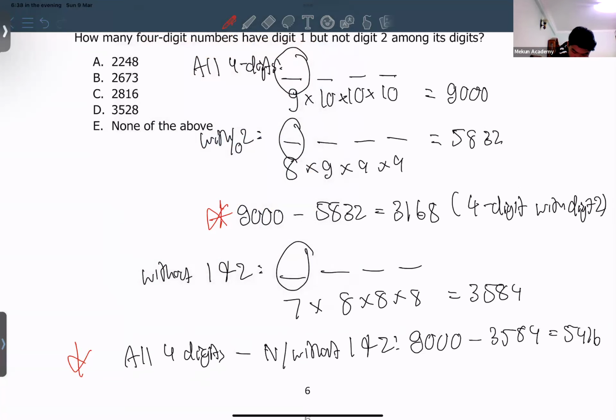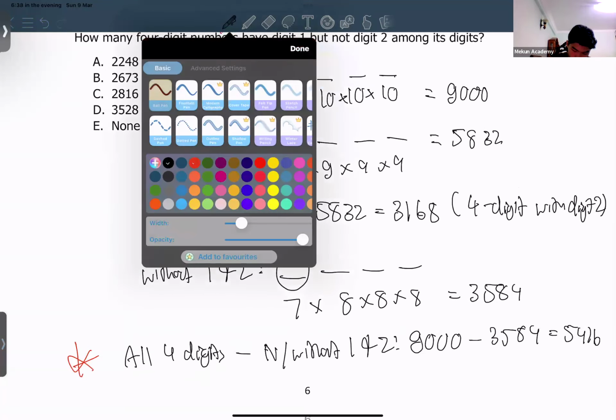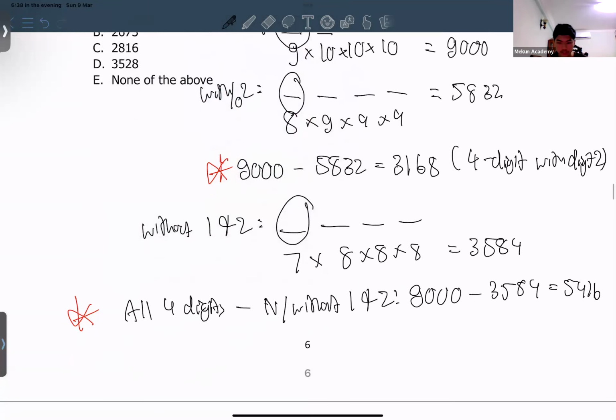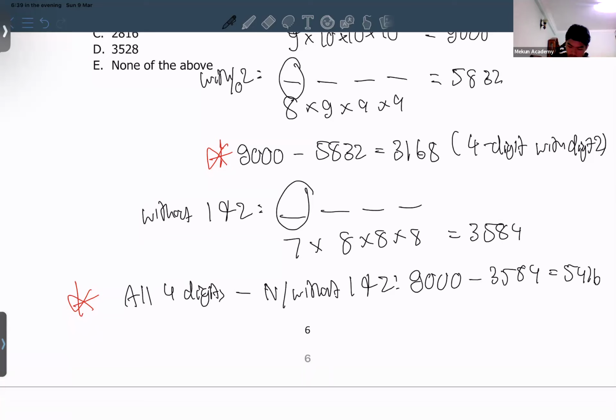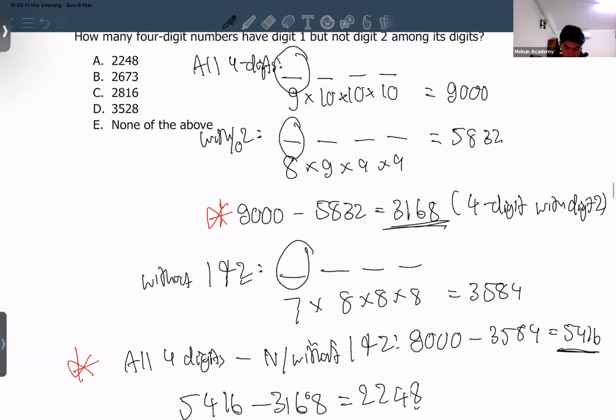So from this and this, we can find the number of 4 digits that contain digit 1 but not digit 2. So you will just need to take the number with digit 1 and 2 minus the number with only digit 2. So you'll get the bottom minus the top: 5,416 minus 3,168. So the answer is going to be 2,248, which is A.